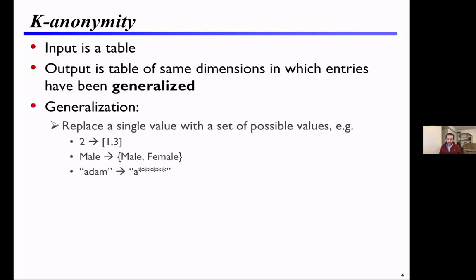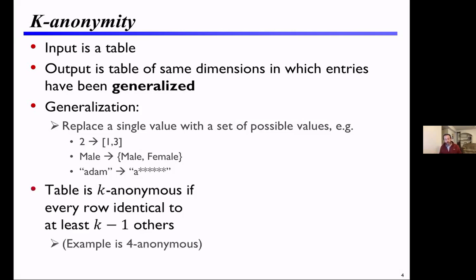When you generalize an entry, you take a specific value that was in one of the cells of the table, and you replace it with some description of a subset to which that element belongs. For example, you could take the number 2 and replace it with the interval 1 to 3. You could say, I'm not going to tell you exactly what this value is, but it's between 1 and 3. Or you could take male and replace it with the pair male and female, meaning it's either male or female. You could take the name Adam and replace it with a special description saying this is a string that starts with A. There are lots of other types of generalization that are possible, but this gives you the right idea, I think.